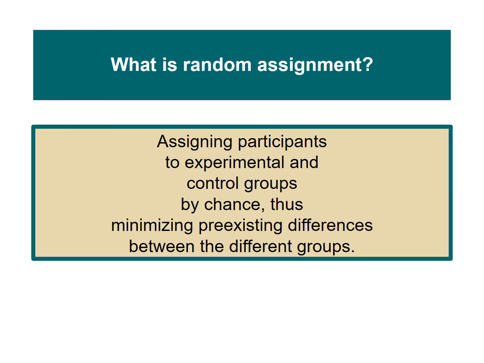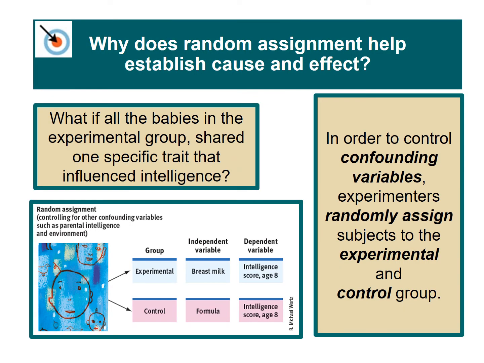What is random assignment? Assigning participants to experimental and control groups by chance, thus minimizing pre-existing differences between the groups. So, why does that help establish cause and effect? So, back to the breastfeeding. What if all babies in the experimental group shared one specific trait that influenced intelligence? So, if so, then our results would be skewed. So in order to control confounding variables, experimenters randomly assign subjects to the experimental and control group.